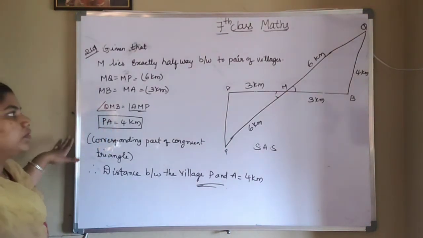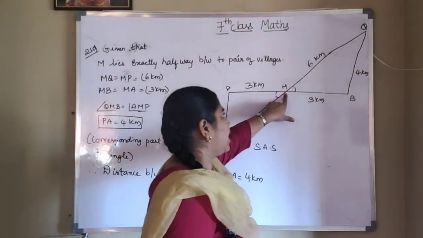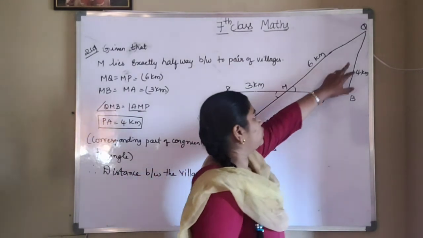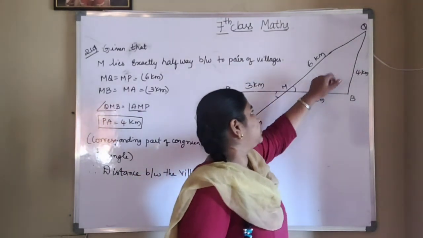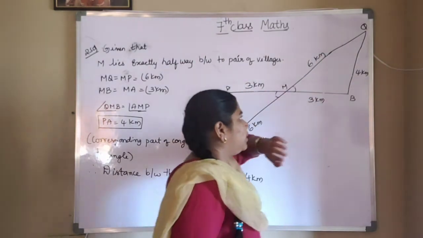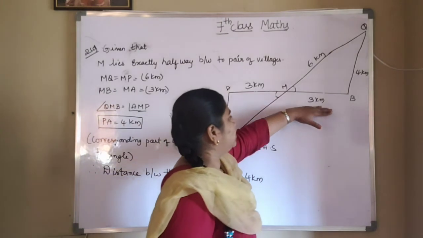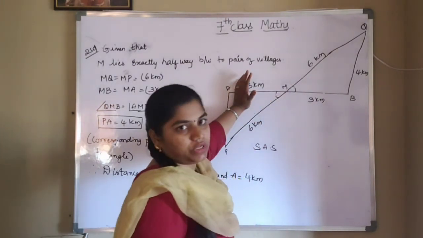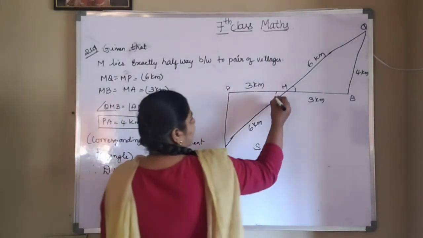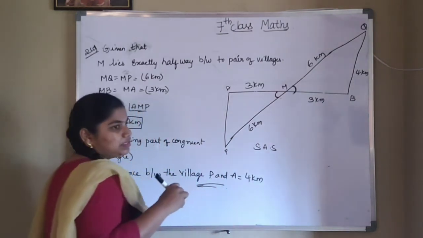So once again, see this, they have given this figure and this M is lying exactly halfway in two directions. So this is what they have given here. QM is 6, BM is 3 and QB is 4. It is exactly half. That means this value, if it is 3 kilometers, this will also be equal to 3 kilometers. If it is 6, here also it will be 6. And these two angles are vertically opposite angles. So vertically opposite angles will always be equal.